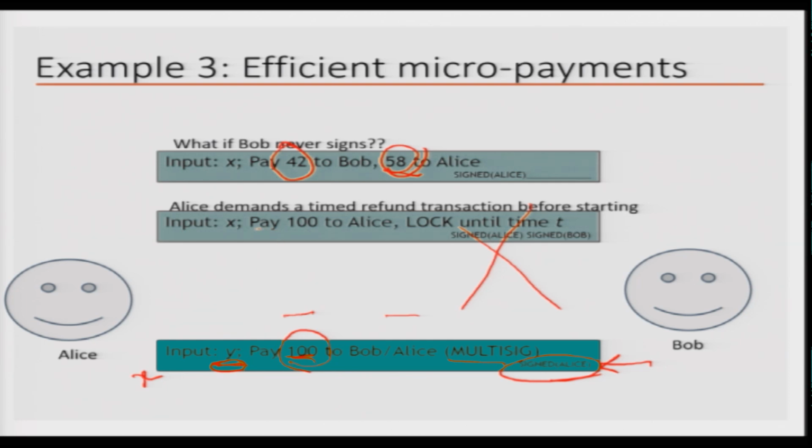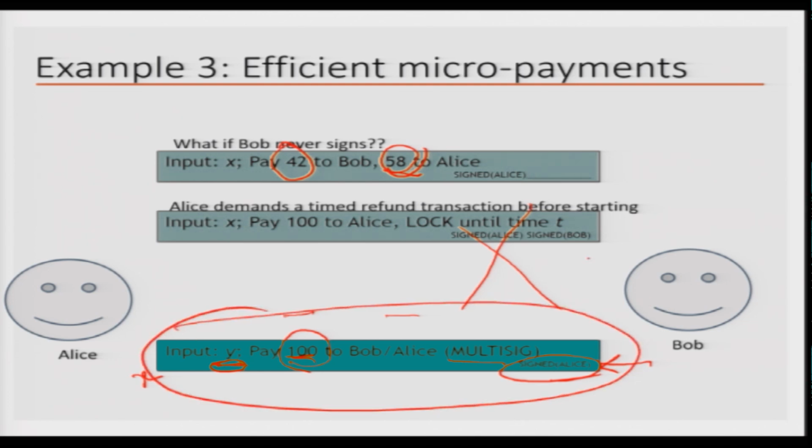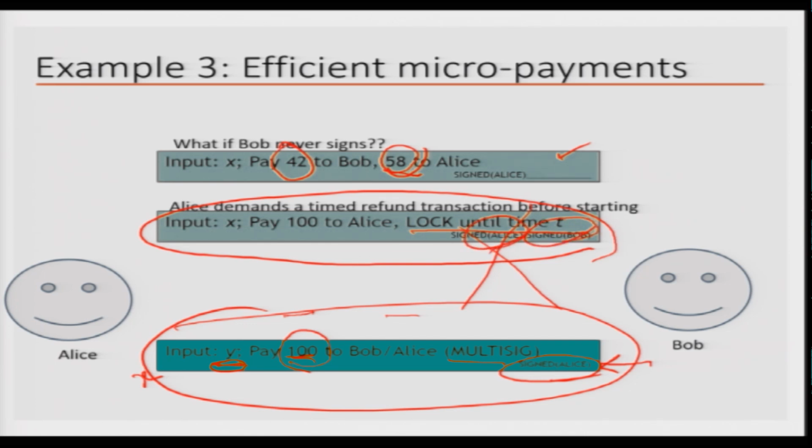In a timed refund transaction, when Alice does this one, she demands that Bob does another one, in which Bob signs and says pay 100 to Alice, and this is where, remember, the lock time is used. The lock time will be set to some appropriate t, so that if Bob refuses to sign this one, then Alice can sign this, since Bob already signed it, and get all 100 back. So, that is where the lock time that we saw before comes in.